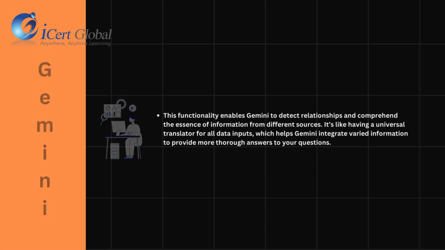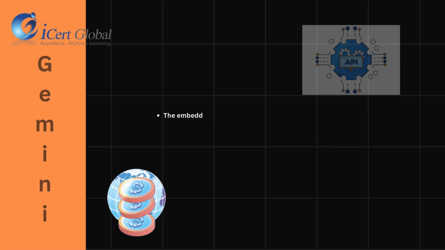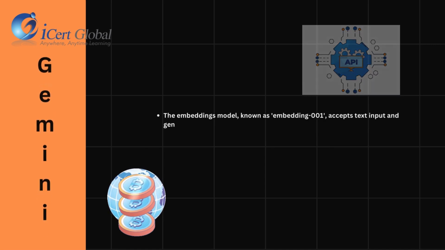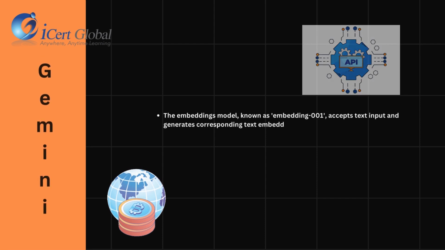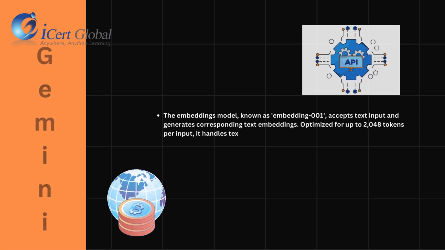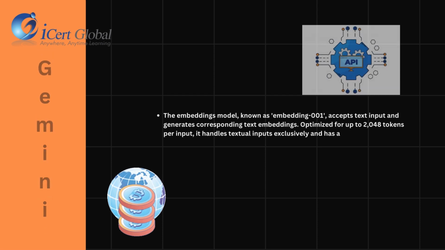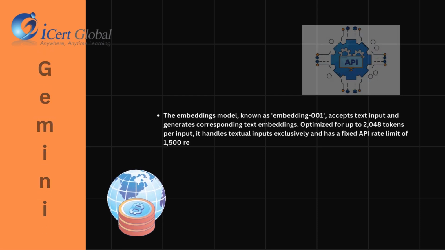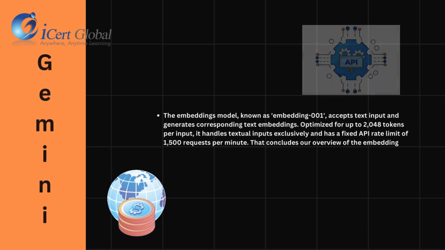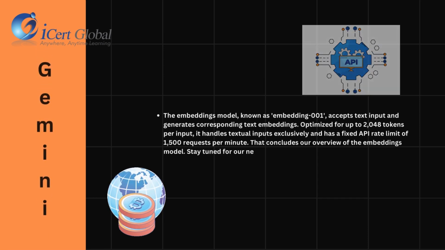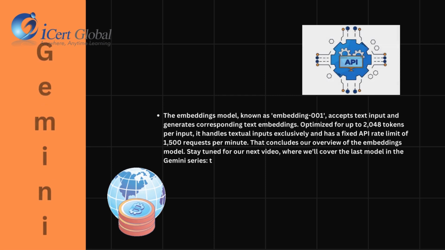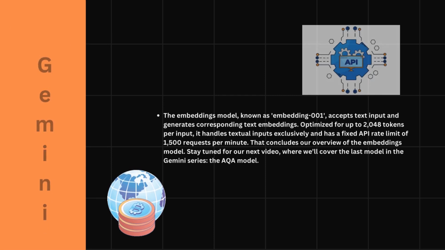The embeddings model, known as Embeddings 001, accepts text input and generates corresponding text embeddings. Optimized for up to 2,048 tokens per input, it handles textual inputs exclusively and has a fixed API rate limit of 1,500 requests per minute. That concludes our overview of the embeddings model. Stay tuned for our next video, where we'll cover the last model in the Gemini series, the AQA model.